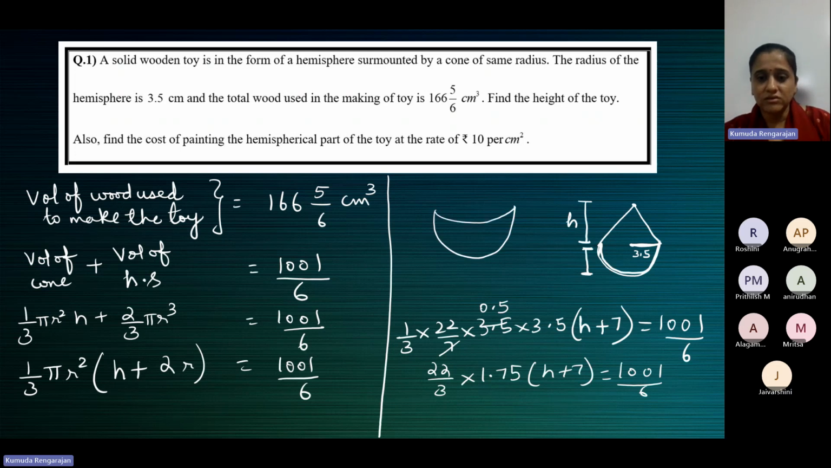Hemisphere is like this. When it's a hemisphere, you can paint the CSA and the circle on the top, correct. But the circle on the top is not exposed to be painted. The cone is stuck. So what is exposed? Only the CSA of the hemisphere. So you should find 2 pi r square and multiply by 10 to get the cost of painting. Find 2 pi r square, only the CSA, because only that is exposed.